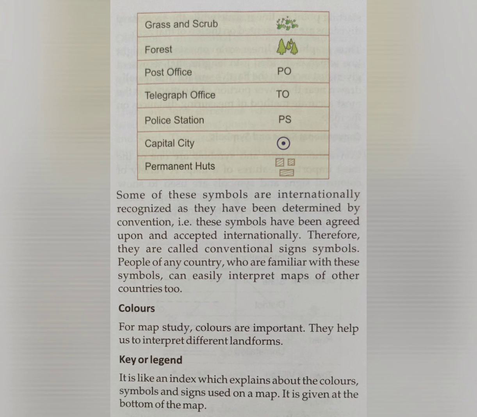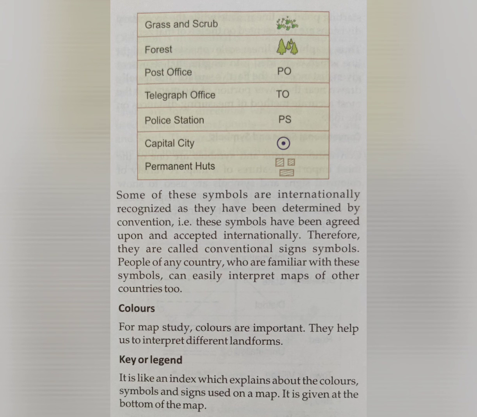Some of these symbols are internationally recognized as they have been determined by conventions. That is, these symbols have been agreed upon and accepted internationally all over the world. Therefore, they are called conventional signs and symbols. People of any country who are familiar with these symbols can easily interpret maps of other countries too.